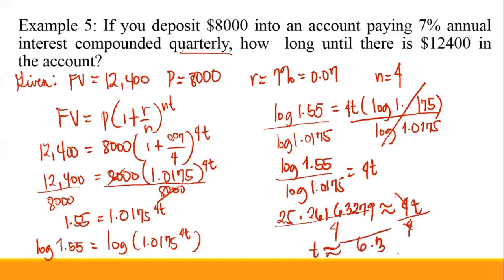So yan na yung time natin. So yan yung time na kailangan mo. Okay? So that is the time that you need to accumulate $12,400 in the account if you deposit 8,000 into your account, paying 7% annual interest, compounded quarterly. Okay, so 6.3 years. So approximately, it will take you approximately 6.3 years.